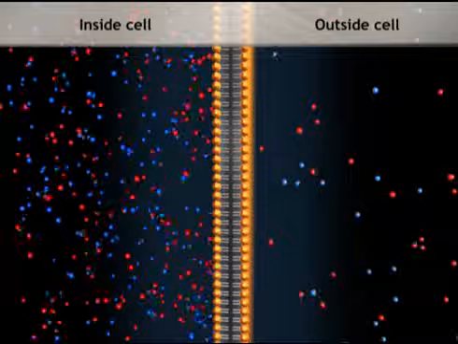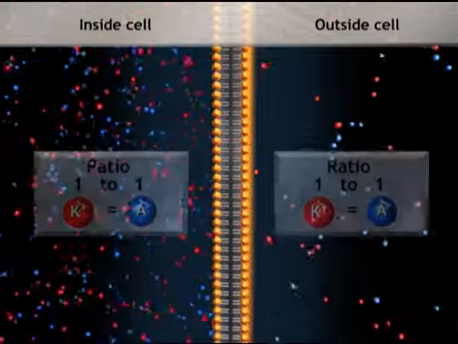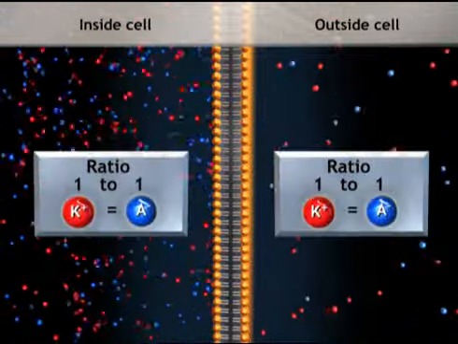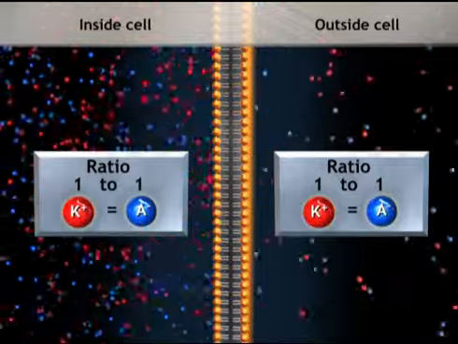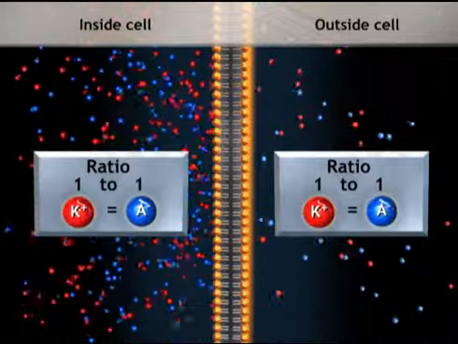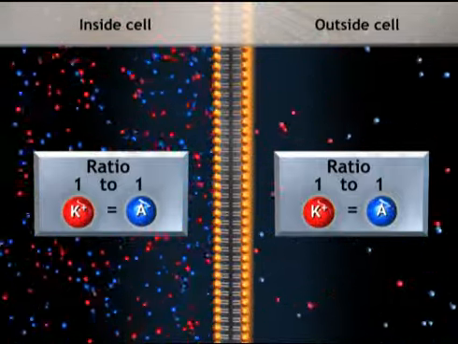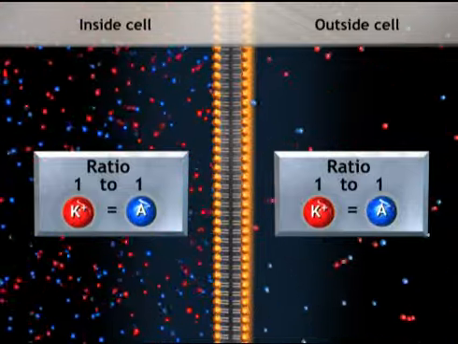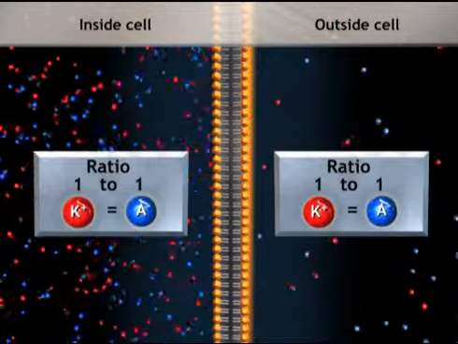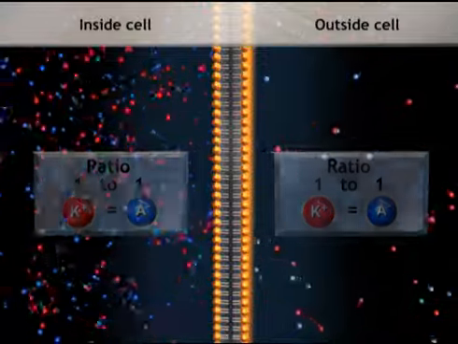And despite the difference in salt concentration, the ratio of potassium ions to anions on each side of the membrane equals 1, and the membrane potential is equal to 0 millivolts. The solutions are electrically neutral, so no charge accumulates on the inside or outside of the membrane.